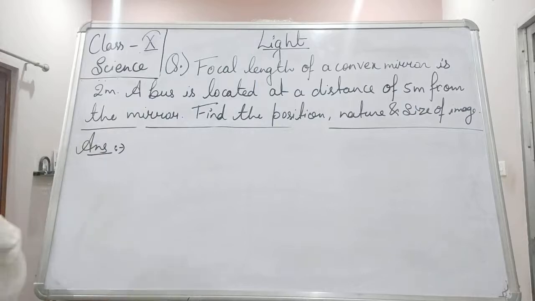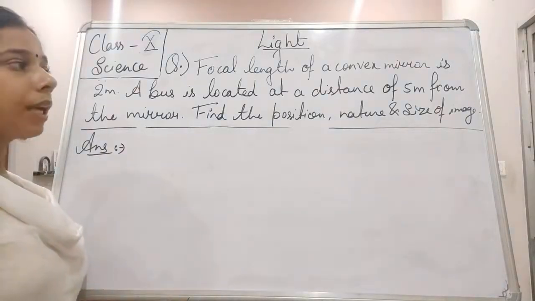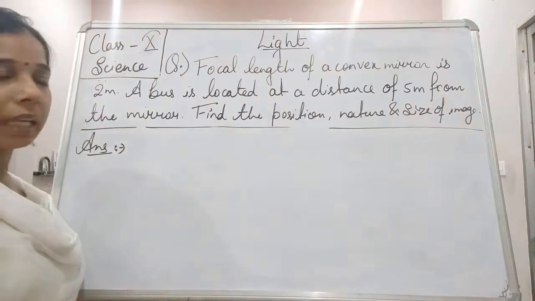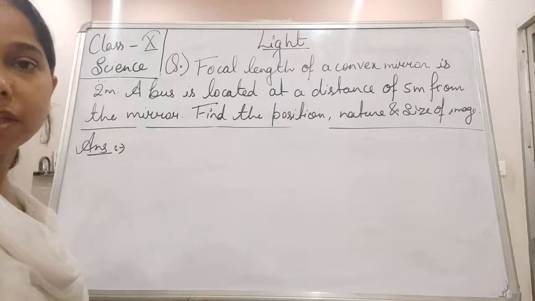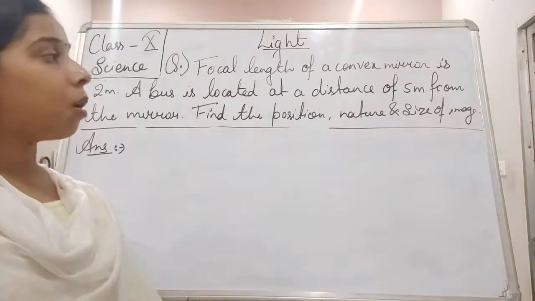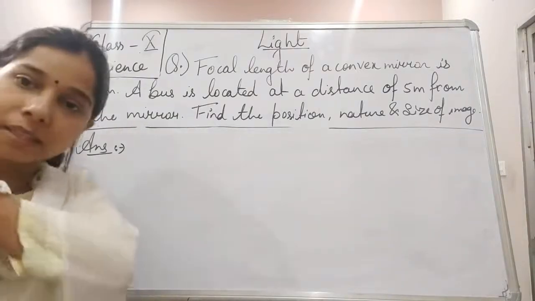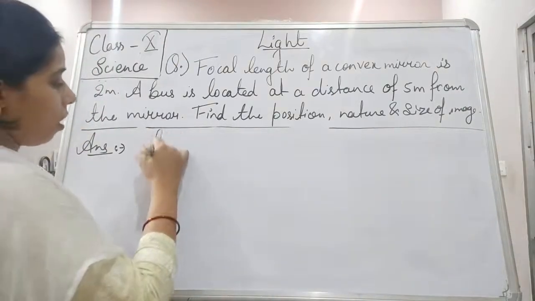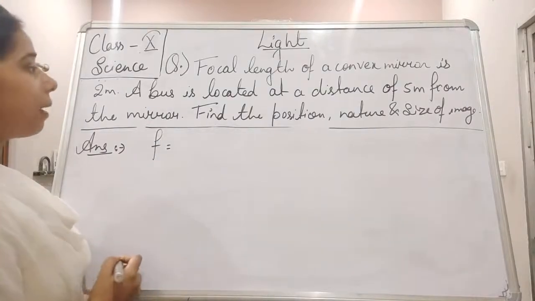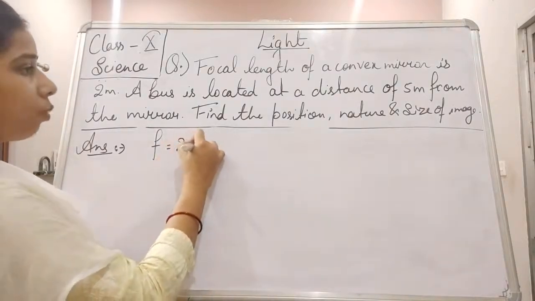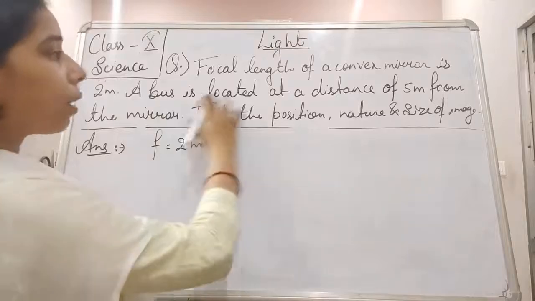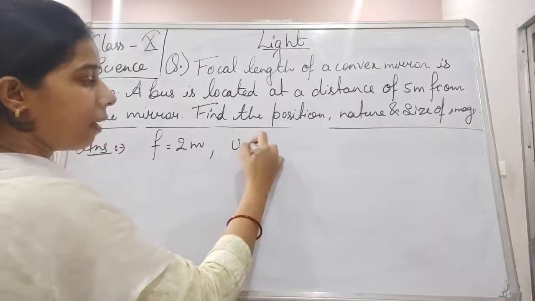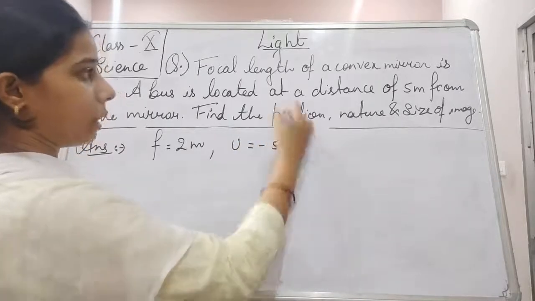Focal length of a convex mirror is 2 meter. A bus is located at a distance of 5 meter from the mirror. Find the position, nature and size of the image, students. So this is the whole question. What are the things which are given here? Let us write it down and then we will solve the question. So focal length is given, represented by small f, and it will be equal to 2 meter. Bus is located at a distance of 5 meter from the mirror. So object distance is given, that is equal to minus 5 meter.